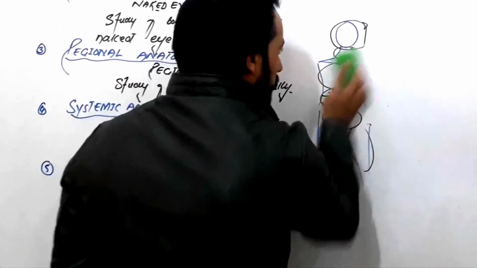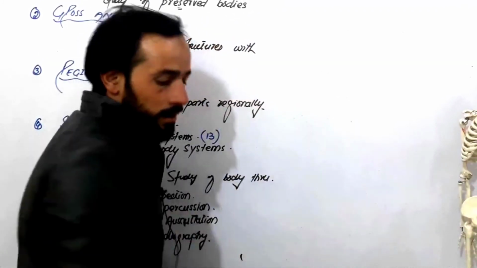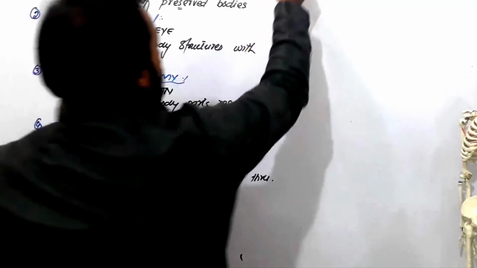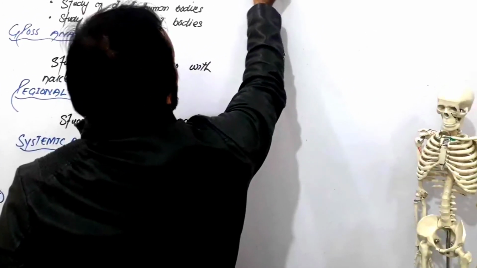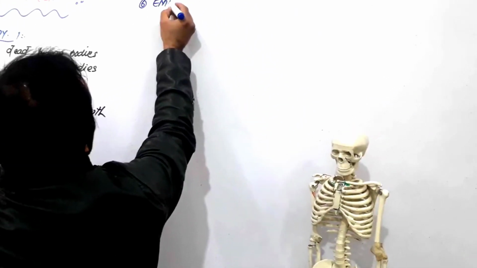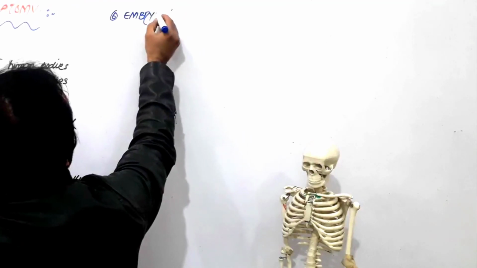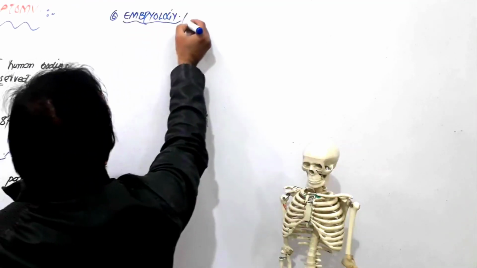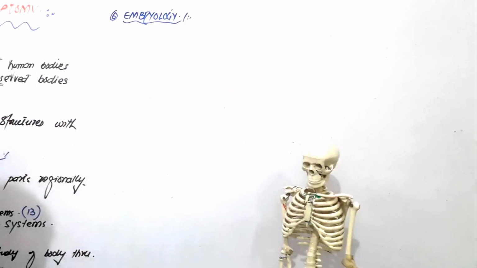That's it. Next branch. What is the next branch of anatomy? The sixth one. Embryology. What is meant by embryology? Look carefully, friends.